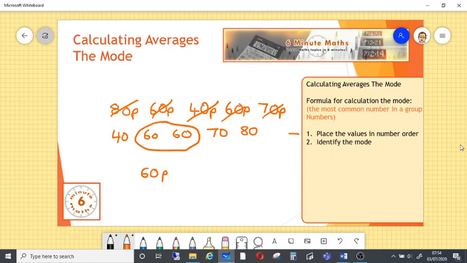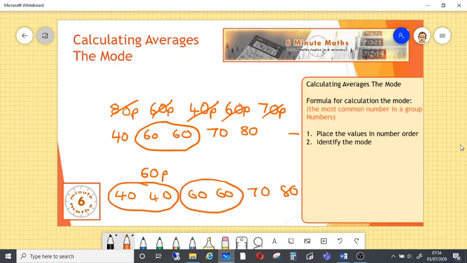You can get more than one mode. So if you've got, say, a set of numbers that was 40, 40, 60, 60, 70 and 80, then you could say the most popular price for a can of Coke would be 40p or 60p. But you can only have two. You can't have any more than two. If there's more than two, then there's no mode. Okay, let's have a look at a couple of questions.